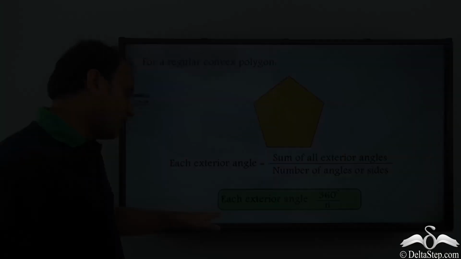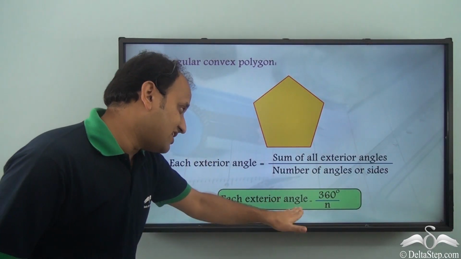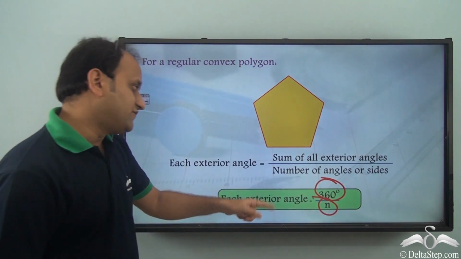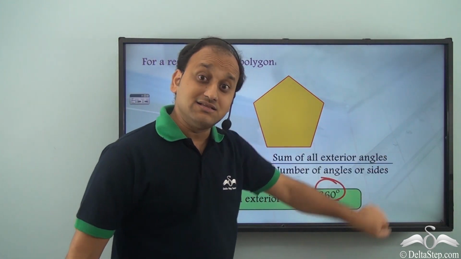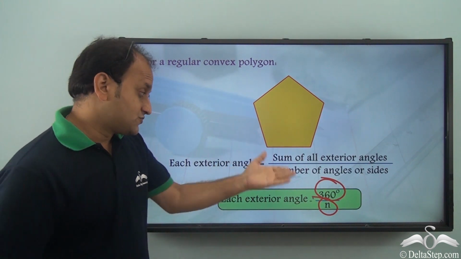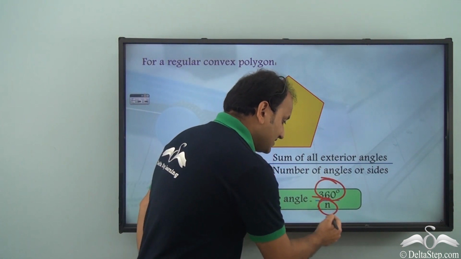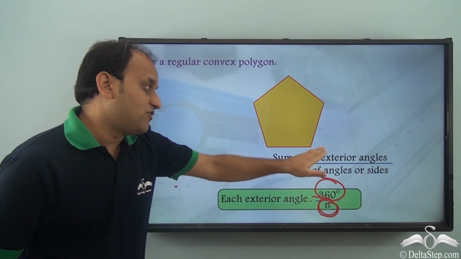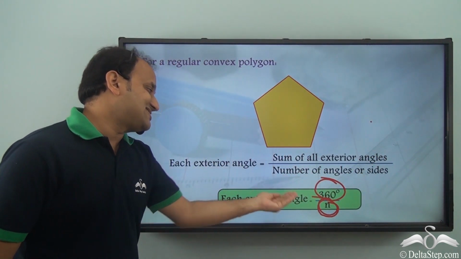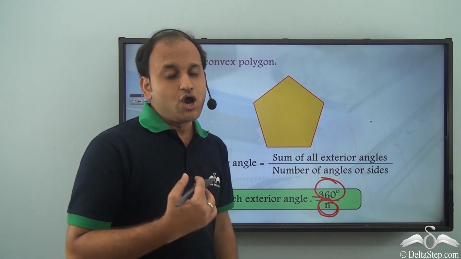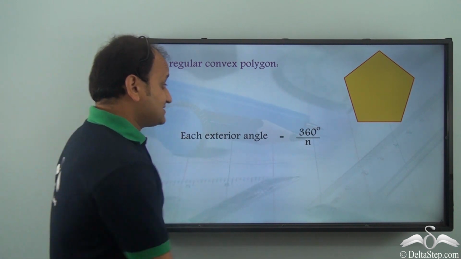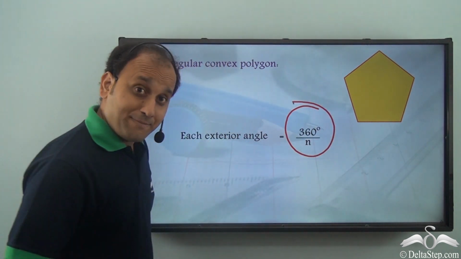So for a regular polygon, each exterior angle is equal to 360 degrees by n, because we know that the sum of all exterior angles is always 360 degrees for a convex polygon. So this value is known, and we need to divide this value by the number of angles or sides of the polygon, and in this way we can get each exterior angle of a regular convex polygon.